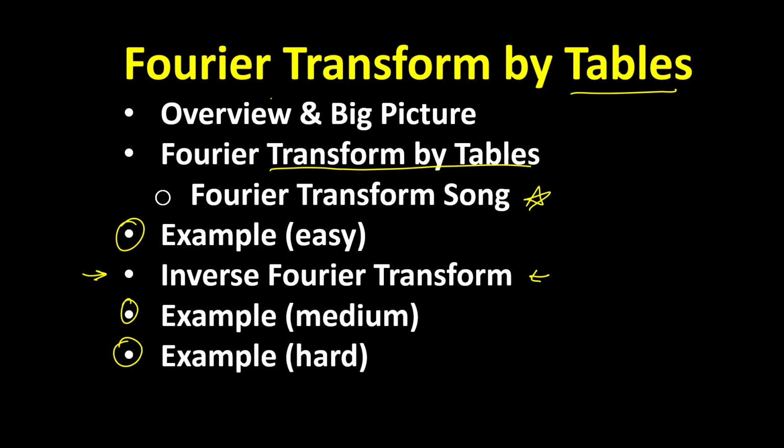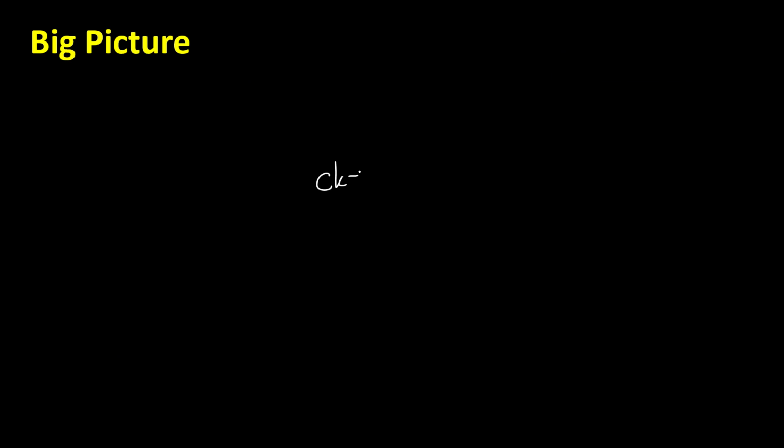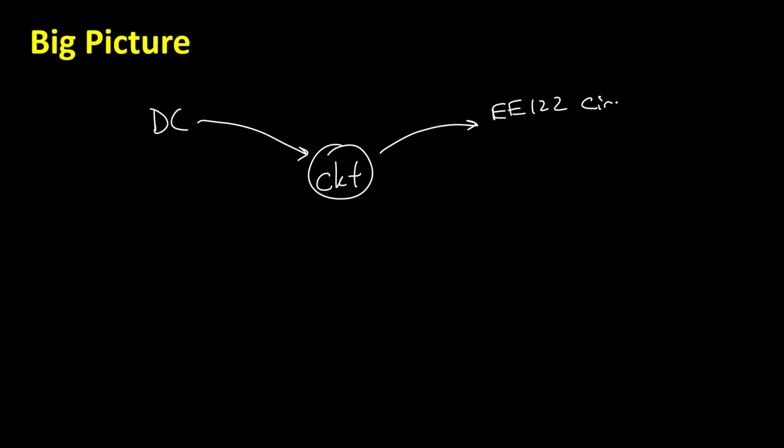So let's begin with a look at the big picture of what Fourier transforms are and how they fit in with other circuit analysis methods we've already introduced. You begin with the circuit, and there's different types of inputs. You might have a DC input to that circuit, and if you do, you'll use EE230 techniques from circuits 1 to analyze it.